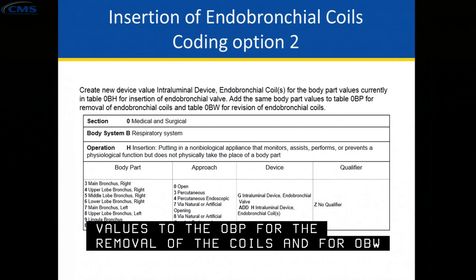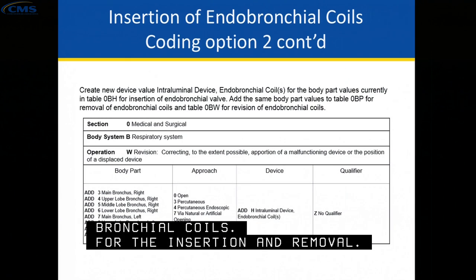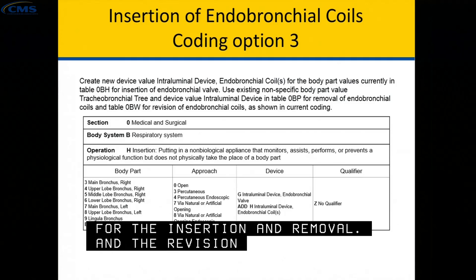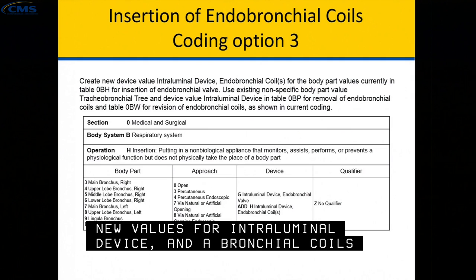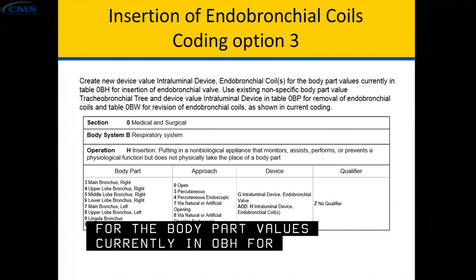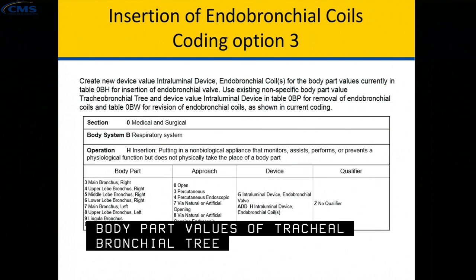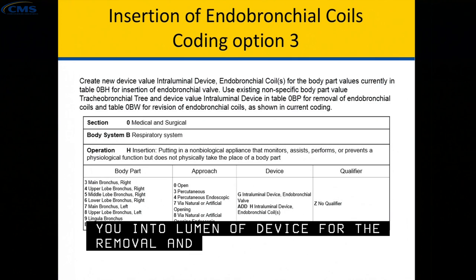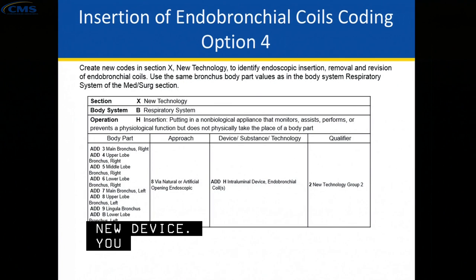And you see here the insertion and the removal and the revision. Option three, we would create new values for intraluminal device endobronchial coils for the body part values currently in 0BH for insertion of the endobronchial valve, but we would use the current non-specific body part value tracheobronchial tree and the device value intraluminal device for the removal and revision of these devices. And you see here the insertion with the new device. And we would not change the other two.